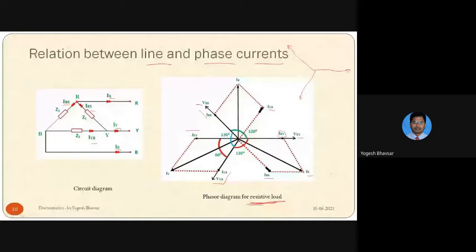So we'll have IR at this node. So just join this by dotted line. So we have plotted for IR.